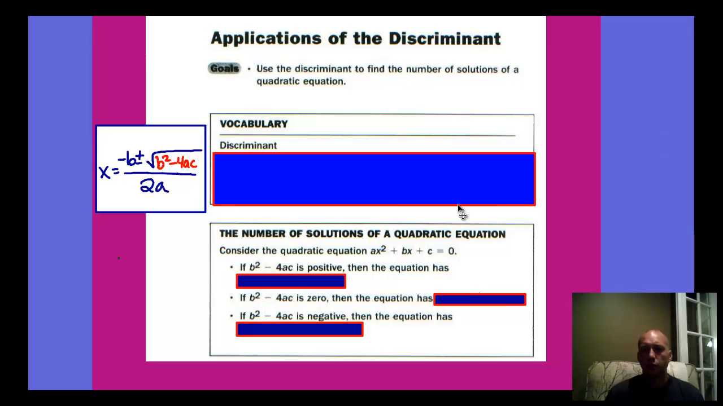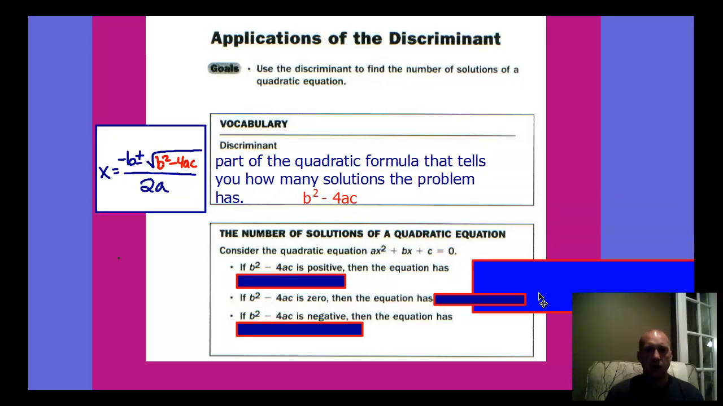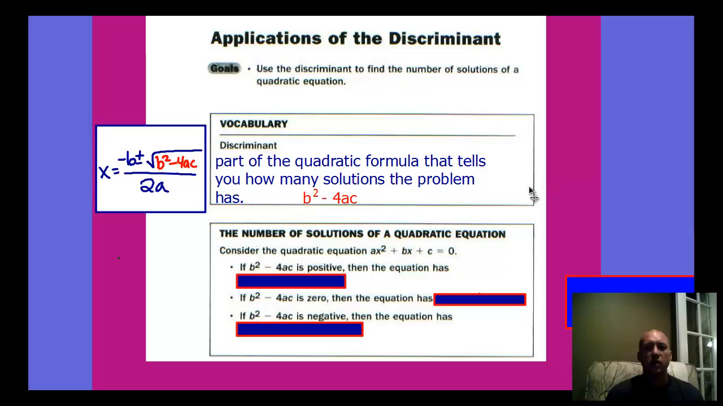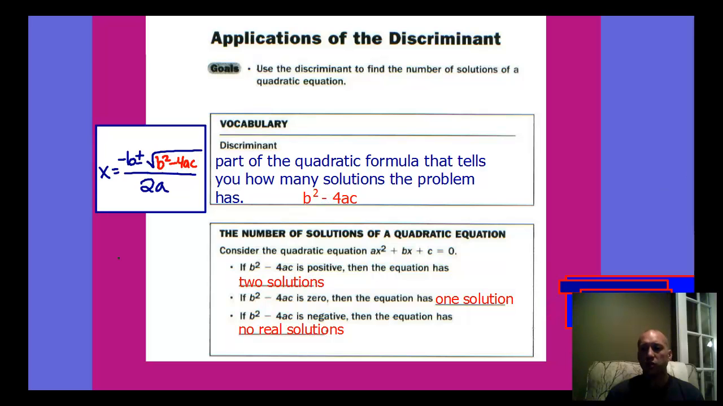So the discriminant, I mentioned this a little bit. It's the part of the quadratic formula that tells how many solutions the problem has. It's the b squared minus 4ac, the part underneath the radical sign here in red. When you have the equation in standard form and find the discriminant, if the discriminant is positive, then the equation has two real solutions. If the discriminant is 0, there's one solution. And if it's negative, there's no real solutions.